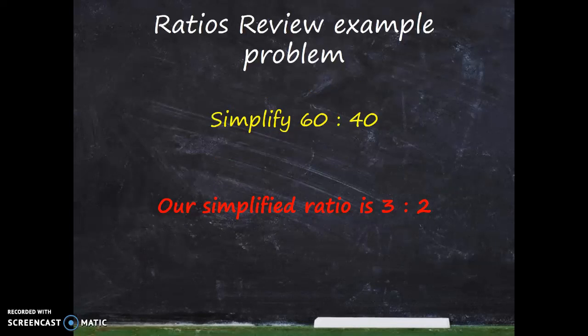So when we write ratios, we always want to simplify them. So in your homeworks, you're going to use the greatest common factor of both terms, actually sometimes it'll be 3 terms in a ratio, and simplify them. And you're done when the greatest common factor of both terms is 1.